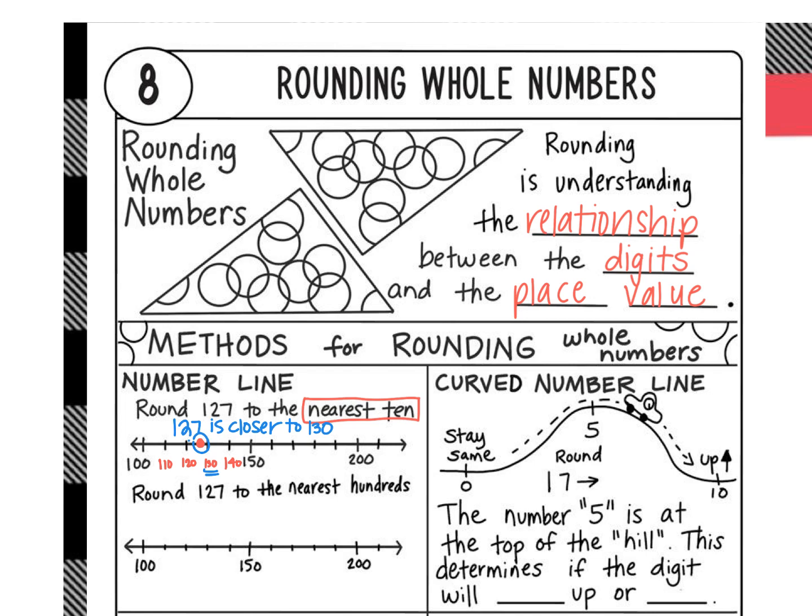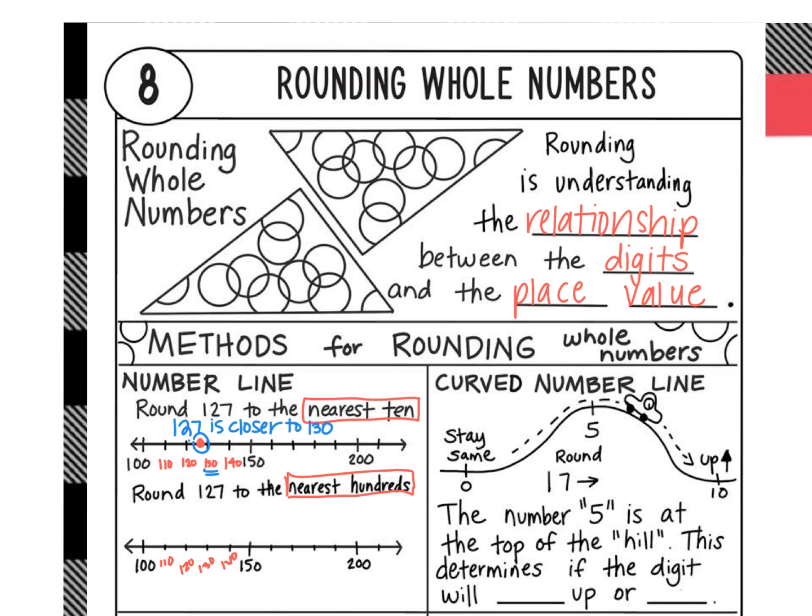Now, on the next one, it says round 127 to the nearest hundreds. So nearest hundreds is my keyword. But what is my number line counting by on this one? Am I counting by ones, fives, tens, 20s, hundreds? By tens again. So I have 110, 120, 130, 140, and then right there in the middle is 150.